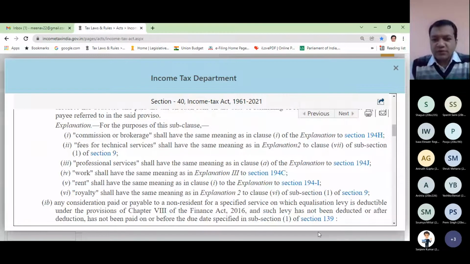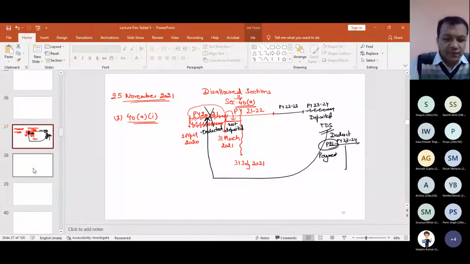So let us now come to the screen because I need to simplify these points for you. Until and unless you first read it yourself, you will find it very difficult. So let me simplify the point for you.